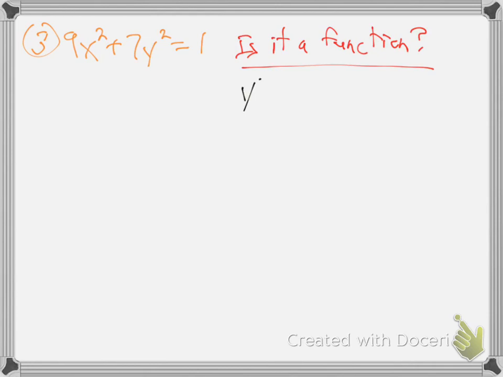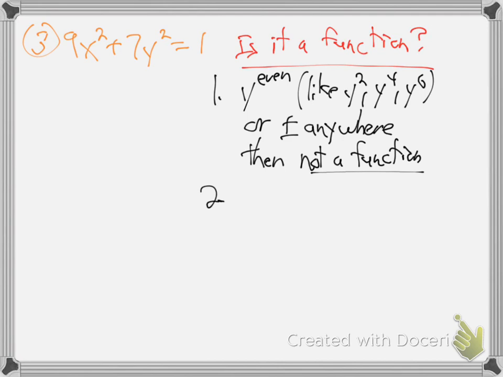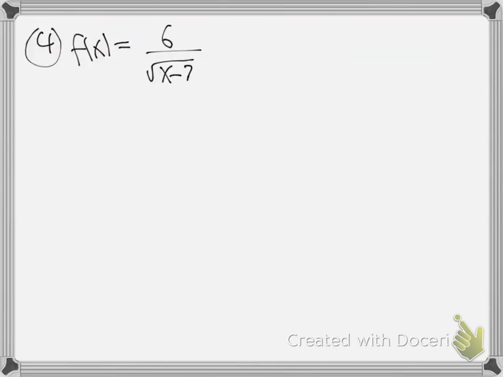If it has y to an even power, like y squared, y to the fourth, y to the sixth, or plus or minus anywhere, then it's not a function. Otherwise, if it doesn't have those, it is a function. So really simple, just put that in your 3x5 card. Here we have y squared, not a function. Next question, that easy.